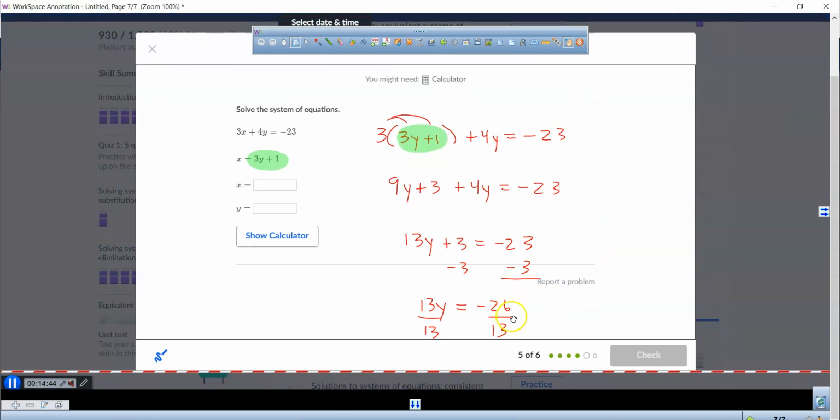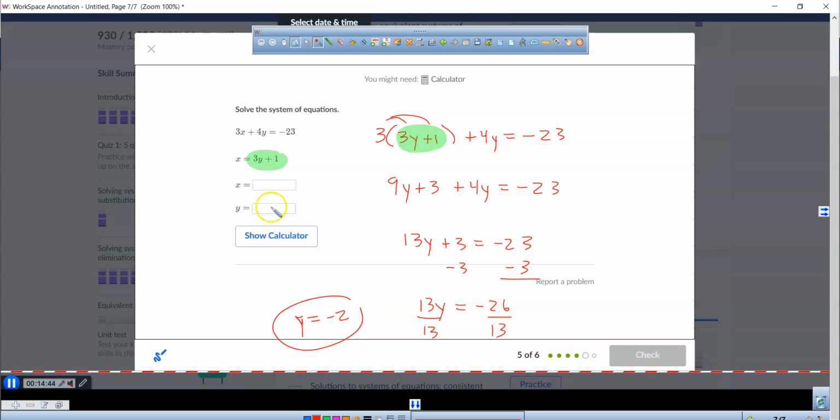Oh, wait. Divide both sides by 13. So I'm going to say y equals negative 2. That's supposed to say y equals negative 2. But my board lags because it stinks. So put negative 2. Now, what am I going to plug in here for y now? I'm going to plug in a negative 2. So 3 times negative 2 plus 1. Well, 3 times negative 2 is negative 6, and negative 6 plus 1 is negative 5. So I'm going to put negative 5 right here.